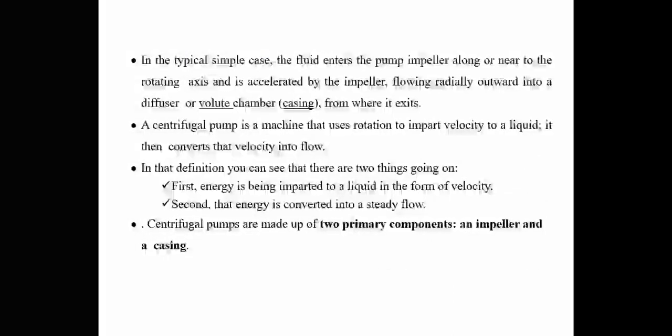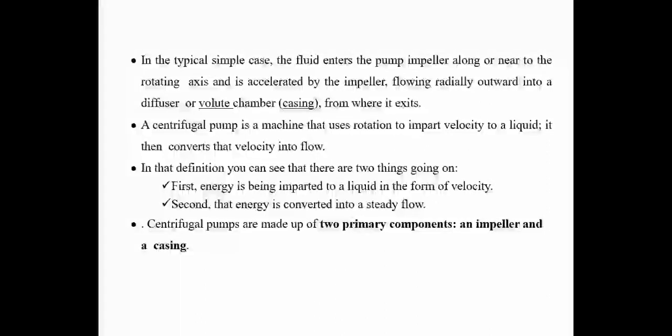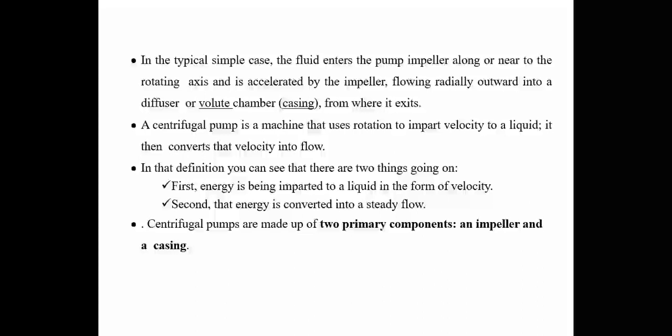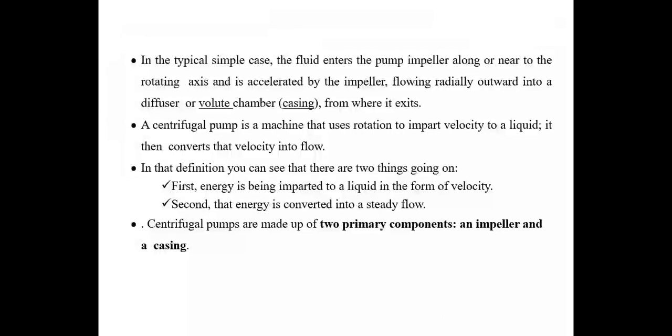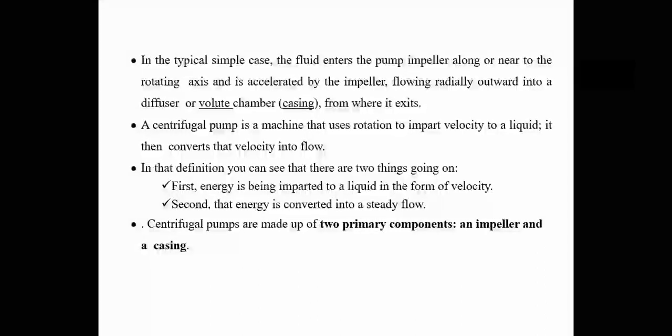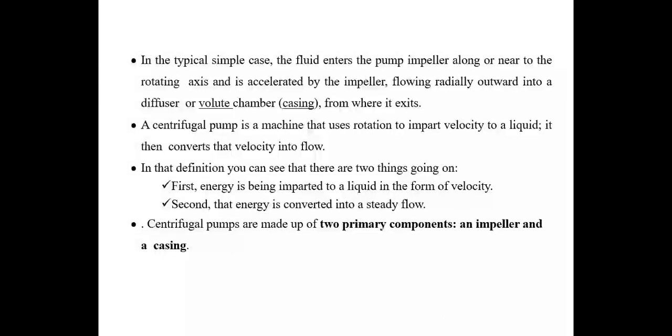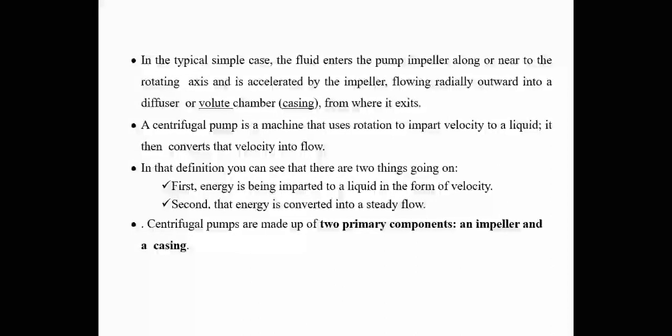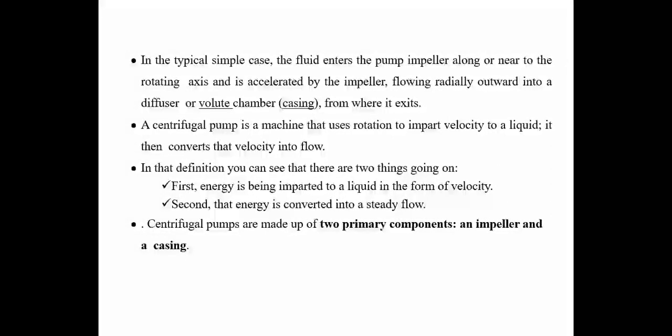So there are two main parts for a centrifugal pump. One is the impeller, which is the moving part, the rotating part. The impeller has some blades on it, which move in one direction, either clockwise or anti-clockwise, and which will impart the pressure to the water. And the other one is the casing. Casing means the stationary part of the centrifugal pump. So these are the main parts, and there will be two things going on inside the pump. The first one is energy being imparted to a liquid in the form of velocity, and the second thing is the energy being converted into a steady flow. These are the two things happening inside a centrifugal pump.